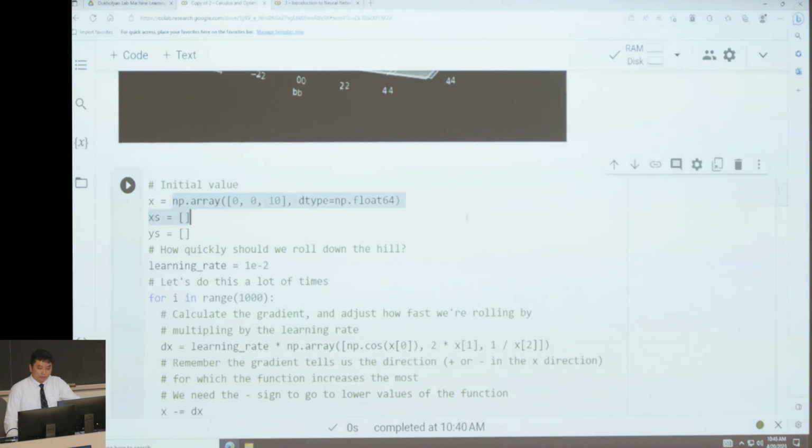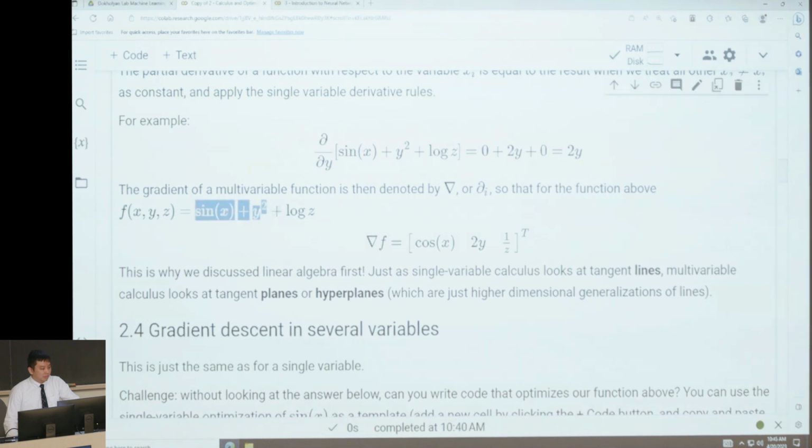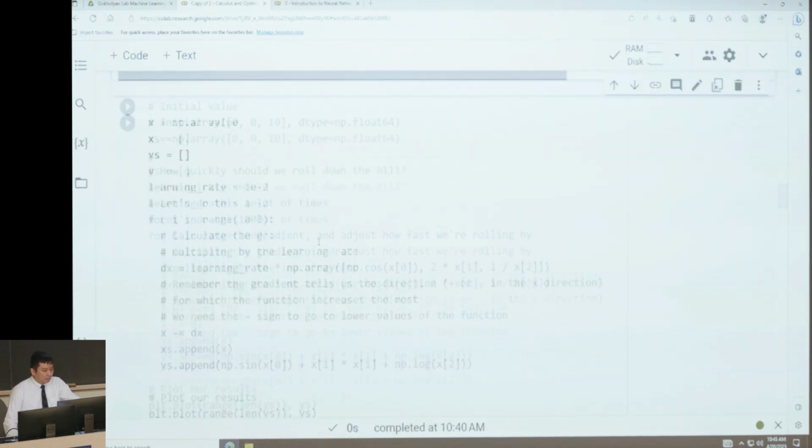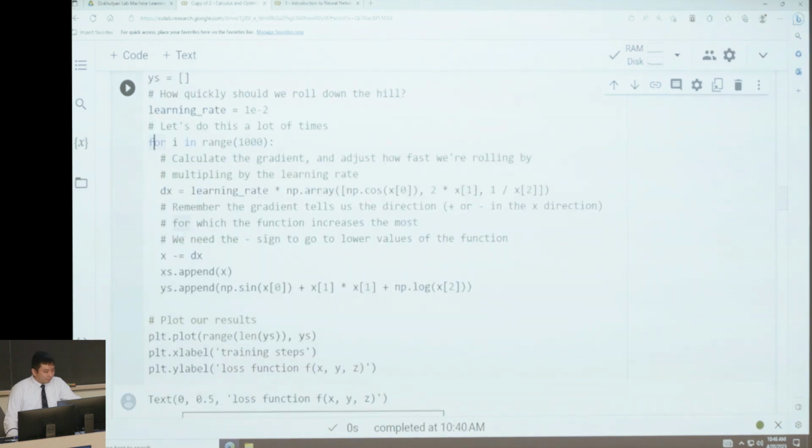So this is just code to do exactly the same thing, but in several variables. So we start with an array. I picked this point, 0, 0, 10. And we're going to minimize this function, sine x, y squared plus log z. So again, we have a learning rate, which governs how quickly we roll down that hill. And so again, for i in range 1,000, we're going to iterate over and over again.